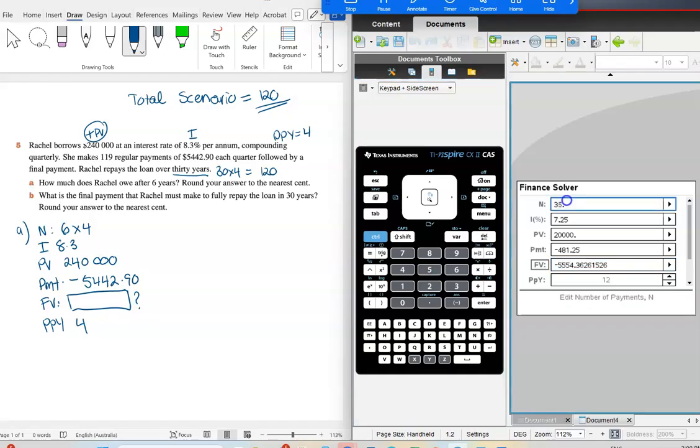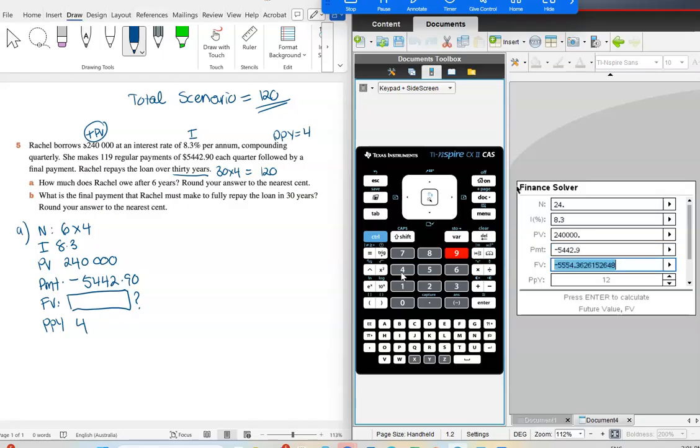So over here on my calculator, I'm going to pop in that. So it's 6 times 4. I'm going to tab to the next one. It was 8.3. She got 240,000 to borrow. Then she's paying back, so into the bank is 5,442.90. I think I did too many 4s there. Let me just take one. All right. And then the final value is what I want to know, but I need to change PPY to 4. So I'm going to tab through, press enter.